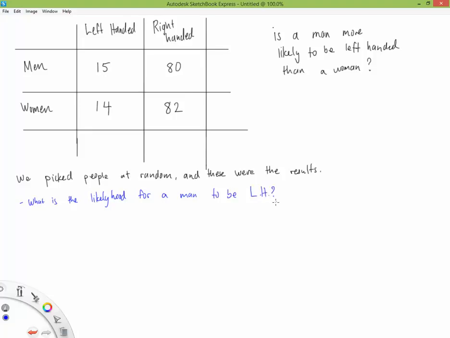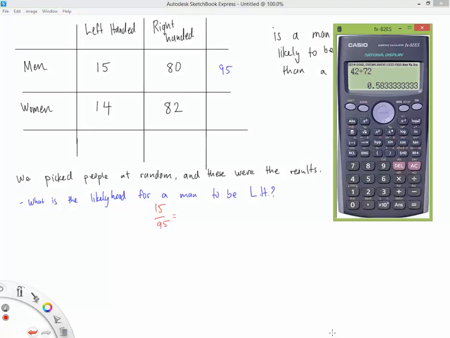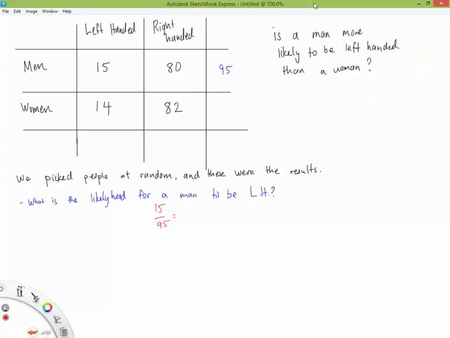Okay, I'm going to just abbreviate left-handed as LH. And so we do 50 and 80, and we get a total of 95 men. And so this question is answered with the fraction 15 over 95, okay, and we get 0.1579, so I'm just going to write 15.8%, okay?